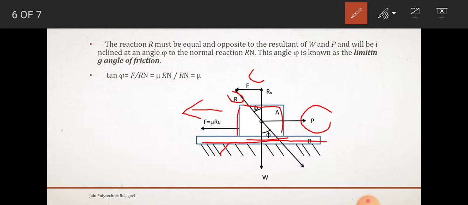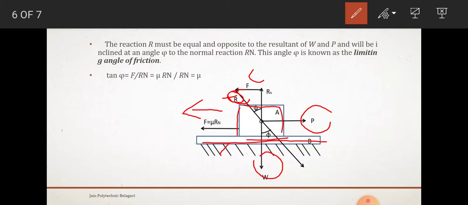So what is the limiting angle of friction? The reaction R is equal and opposite to the resultant of W and P. W is the weight which is acting downward, and P is the force which is applied on the body. The angle made by the resultant R with the W, that angle we call the angle of limiting friction.